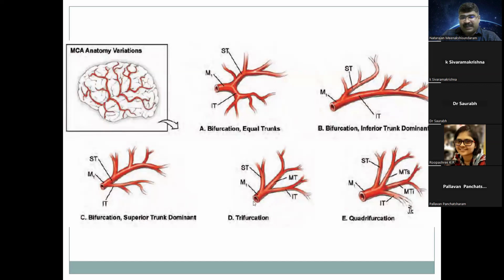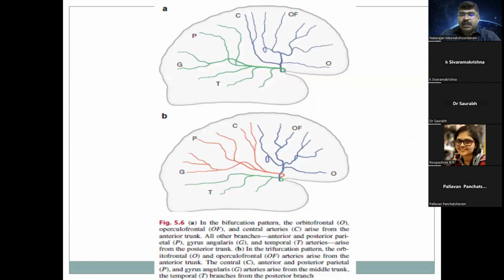You can have a trifurcation in MCA aneurysms. And this is a quadrifurcation. The case which I would show is a trifurcating aneurysm, an MCA trifurcation. And then these are the various branches from the MCA.